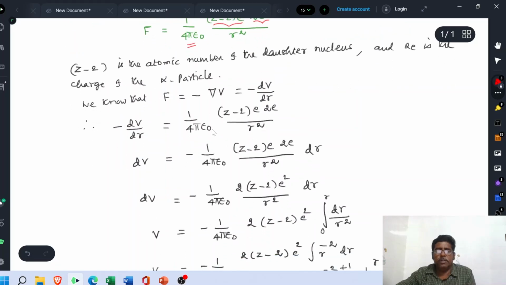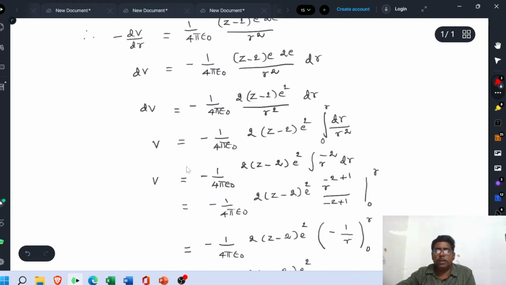So this is changed in this form. dV equals minus 1 by 4 pi epsilon naught (z minus 2)e into 2e divided by r square into dr. Then dV equals minus 1 by 4 pi epsilon naught 2 into e square (z minus 2) dr divided by r square.